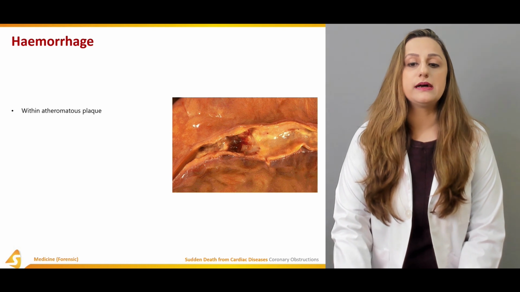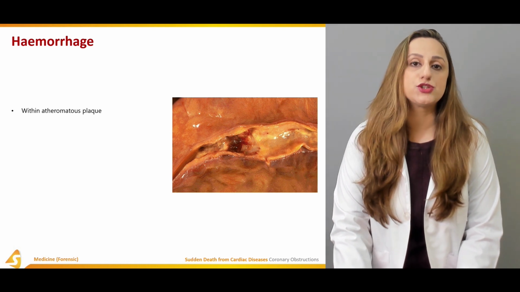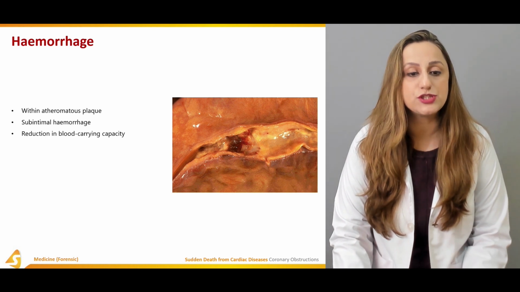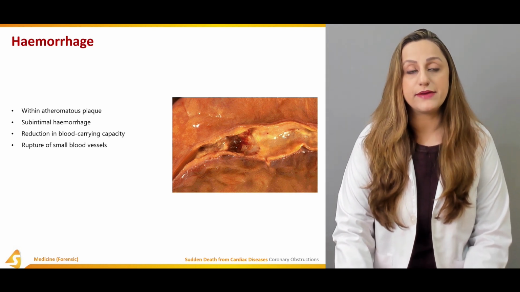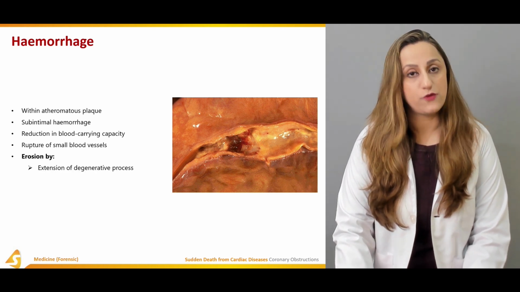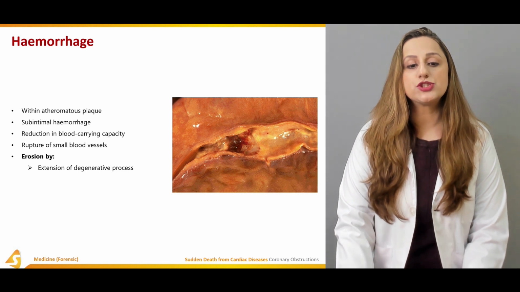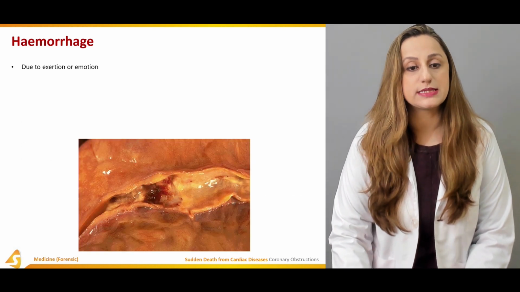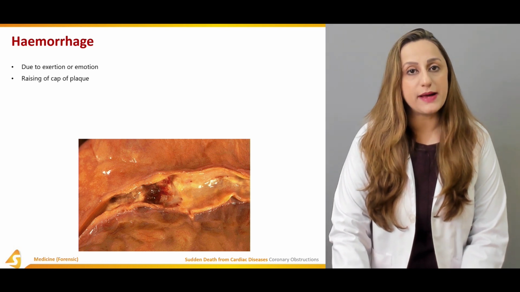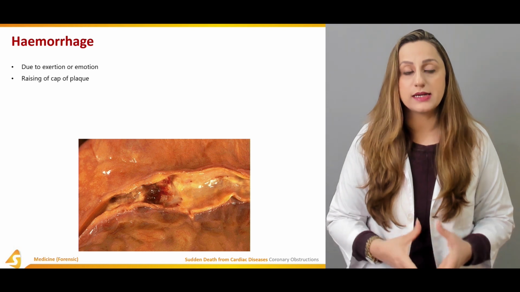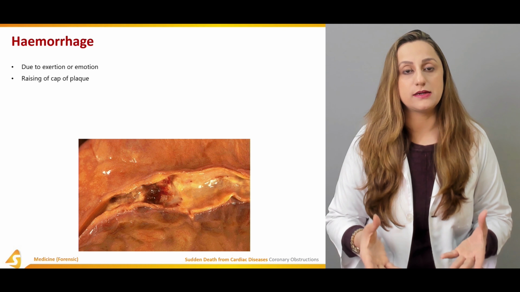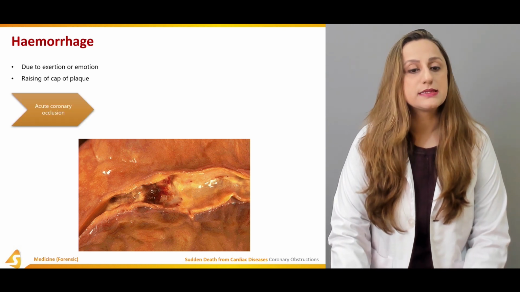Then basically we'll find hemorrhages. It's one of the complications of the atheromatous plaques, and it is found in the subintimal hemorrhages. A reduction in the blood carrying capacity is one of the complications, and the rupture of the small blood vessels follows after this. There is an erosion and extension of the degenerative process at this level due to exertion or emotion. Raising of the cap of the plaque is again one of the complications that can occur. It's one of the situations that can occur after such an incident.